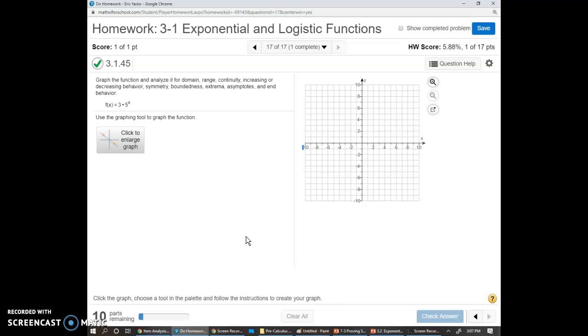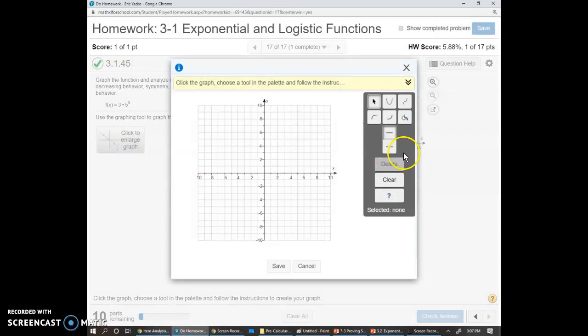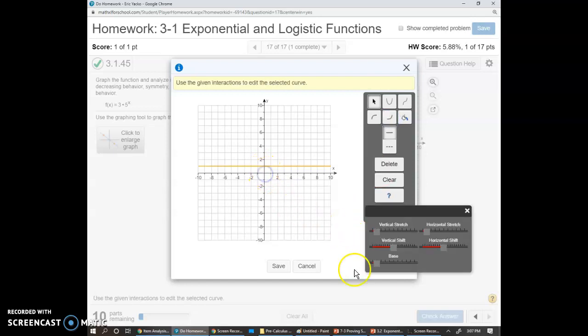Let's quickly go over one of the problems in your homework because some of you did not do too well with the graphing tool, so let's figure it out here. We have to graph this exponential function. So click the graph, pick the exponential curve, and put a point somewhere on the graph.